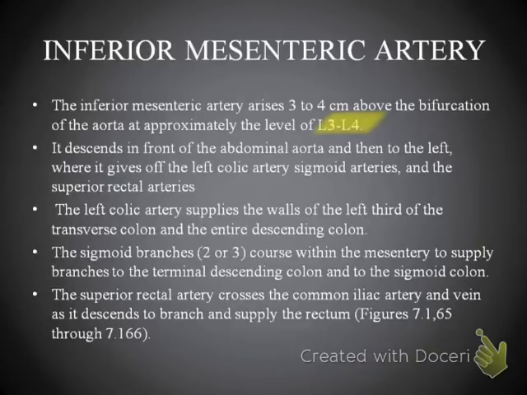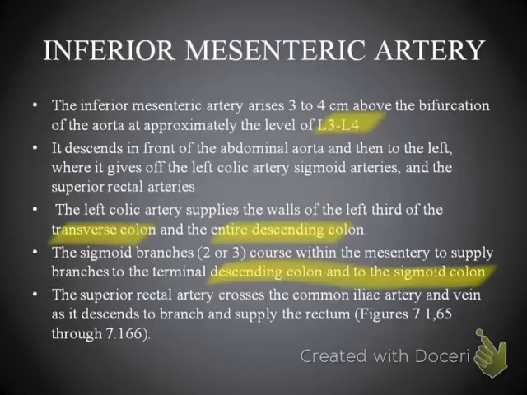And so we see that these things, like the left colic artery, supply the walls of the left third of the transverse colon and the entire descending colon. So the left colic artery is going to supply some of the transverse colon and the entire descending colon. Sigmoid branches course within the mesentery to supply the terminal descending colon and the sigmoid colon. So the sigmoid branches supply the sigmoid colon.